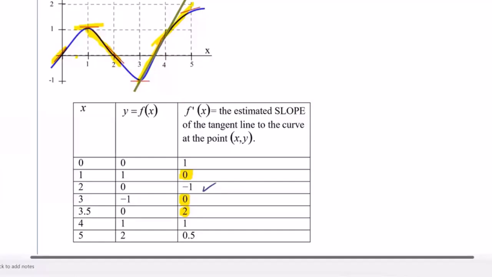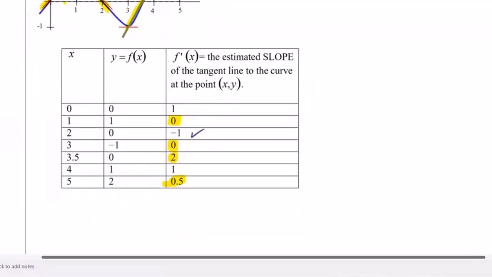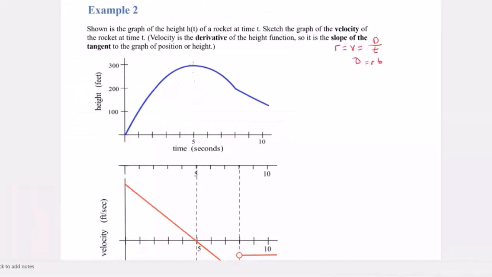And then at 5, y equals f of x is 2. So f of 5, this is my tangent line. If I extend it out, it looks like, if I start here, I'm going up 1 and to the right 2. So that means we get 1/2. And that's how you can use a table to basically estimate your slopes.